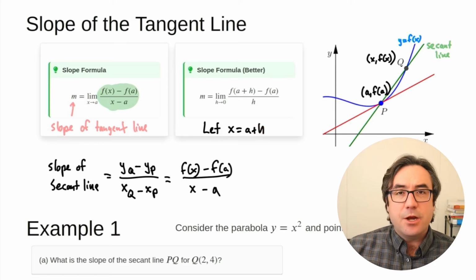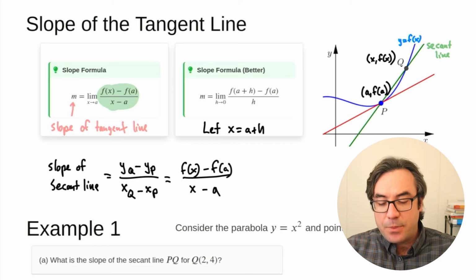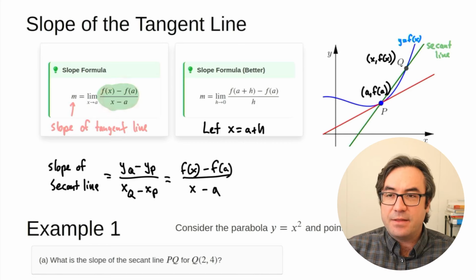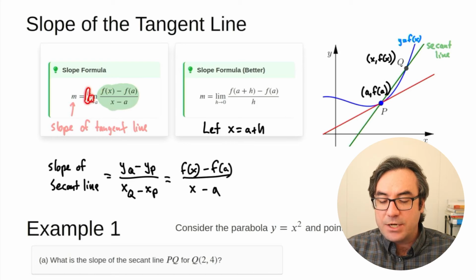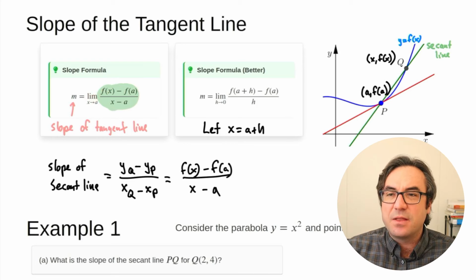Really what we're doing here by getting the slope of our tangent line is figuring out the slope of our secant line, and then watching what happens. We're calculating the limit as that second point gets closer and closer to our point of tangency.